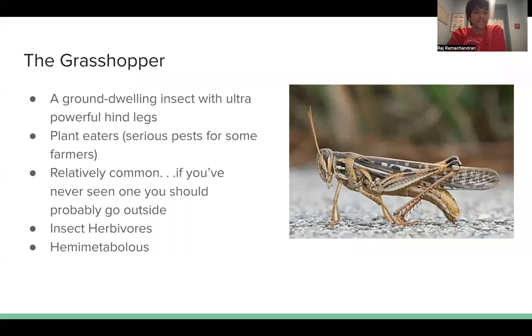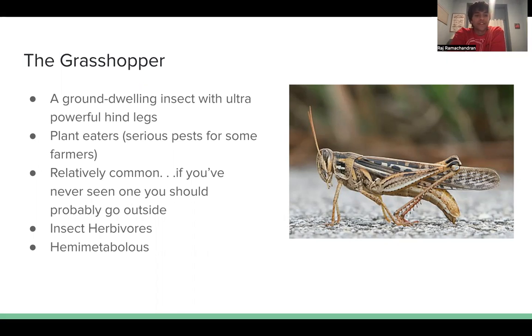They're ground-dwelling insects with ultra powerful hind legs. They're plant eaters, or herbivores is another word. They're serious pests for some farmers, but that's kind of beside the point. They're relatively common. If you've never seen one, you should probably go outside.